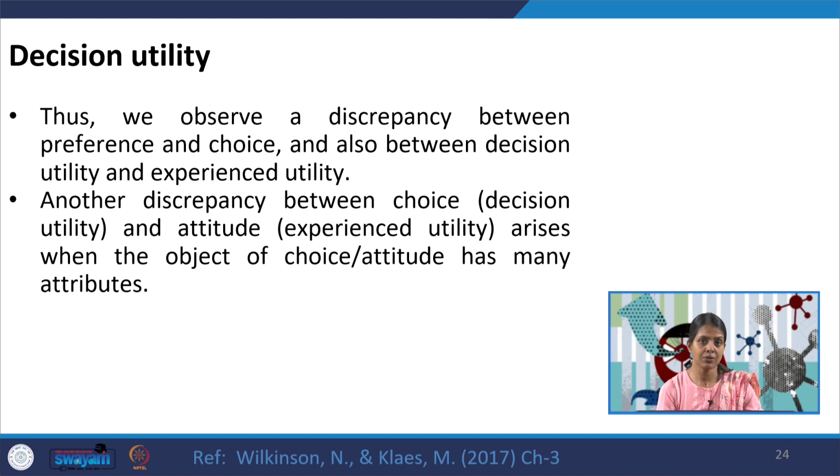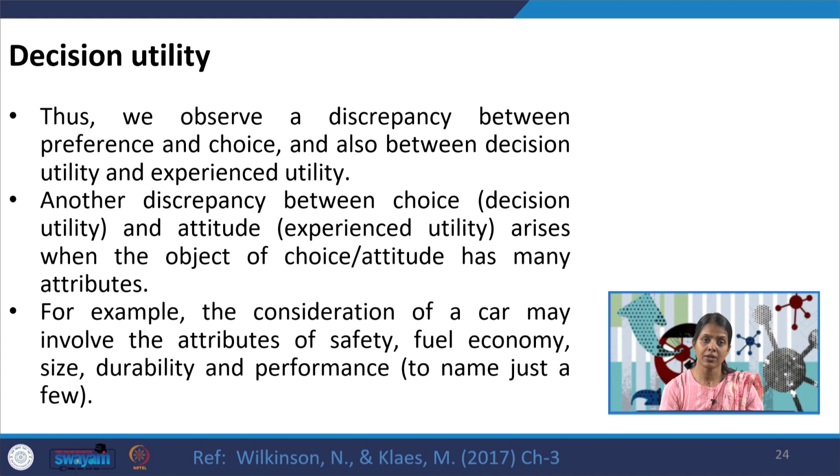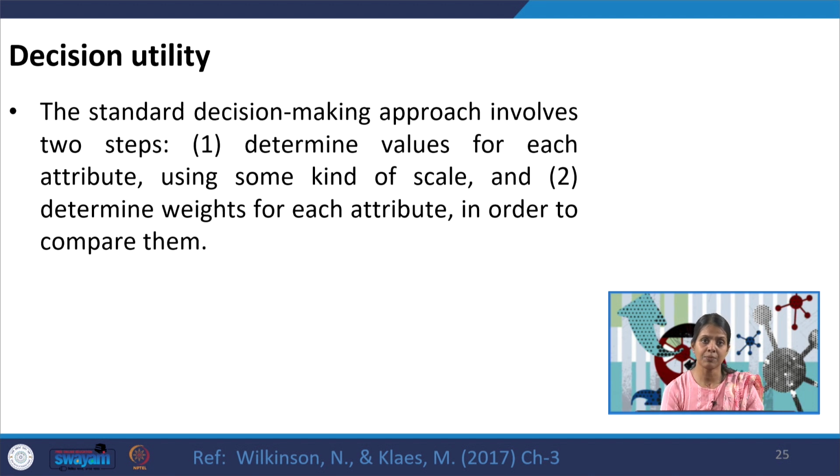Another discrepancy between choice, that is decision utility, and attitude, which could be related to experienced utility, arises when the object of choice or attitude has many attributes. For example, the consideration of a car may involve the attributes of safety, fuel economy, size, durability and performance, to name just a few. The standard decision making approach involves two steps: determine values for each attribute using some kind of scale, and determine weights for each attribute in order to compare them.